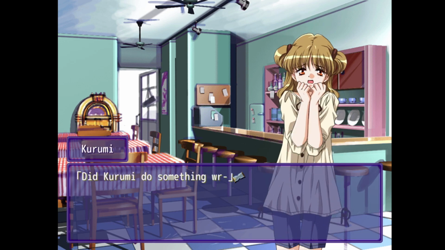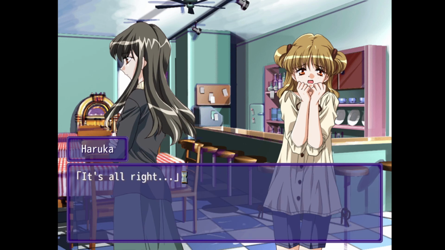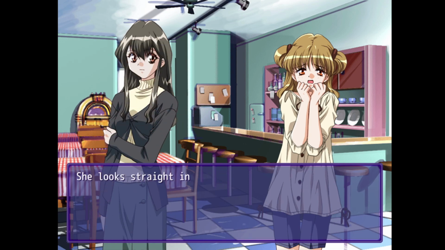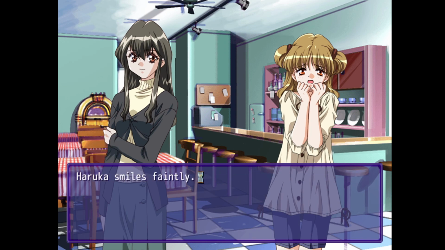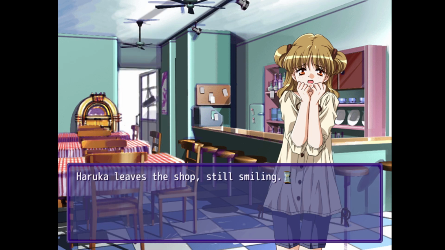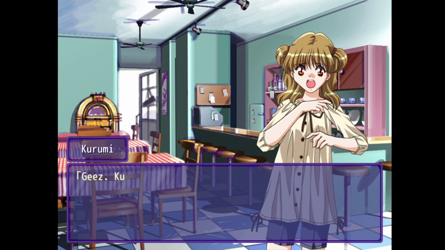Oh, wait a minute. Did Kurumi do something? It's alright. Haruka turns right around. She looks straight into Kurumi's eyes. Because I understand you completely, Kurumi. Haruka smiles faintly. It's a kind smile, as if she's doing it to show affection towards Kurumi. Well then, see you later. Haruka leaves the shop, still smiling.